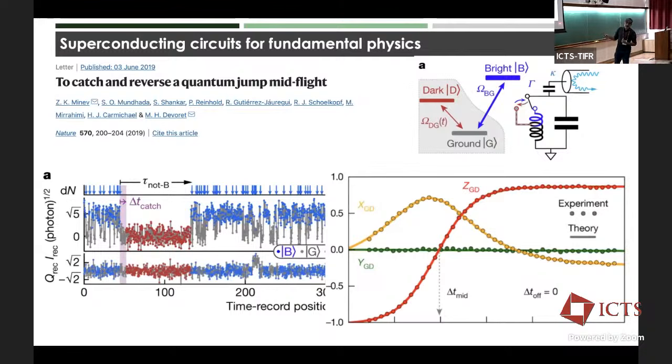You can herald it. And because you know the time scale at which it's going, you know exactly when it's going to be halfway, you can now send a pulse to undo that effect. So that is the catching and reversing of the quantum jump. So, very fundamental quantum physics kind of experiment. Again, everything agrees perfectly with theory. Nothing is new in the sense that no quantum mechanics has been violated.